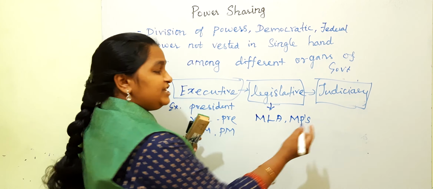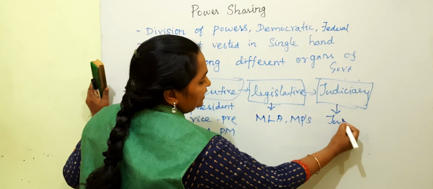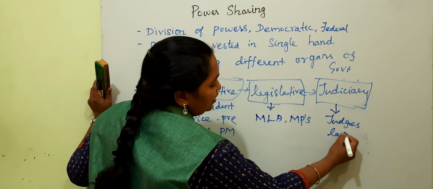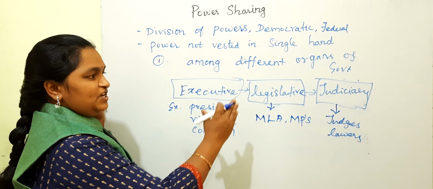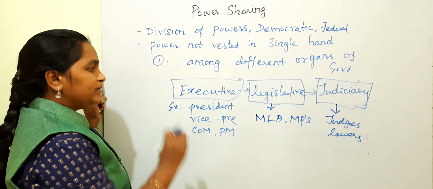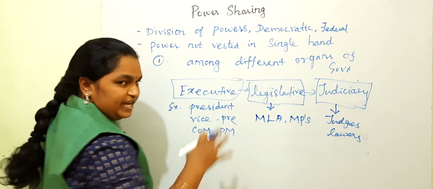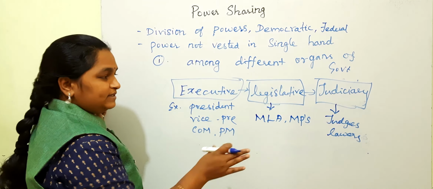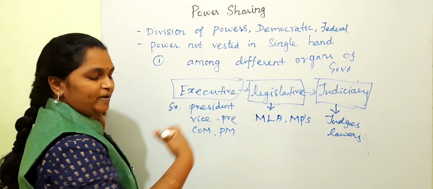So, who are the judiciary? Judiciary are judges and lawyers. Judiciary means the court, judges, and the members are judges and lawyers. These three organs, executive, legislature, and judiciary, the power is divided and shared among them. They will exercise their own power. The judiciary also exercises its own power.